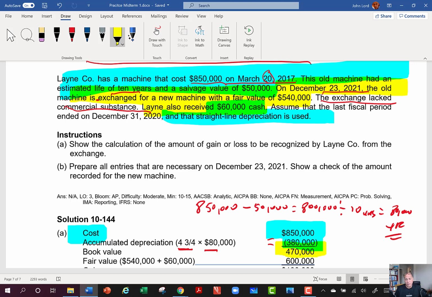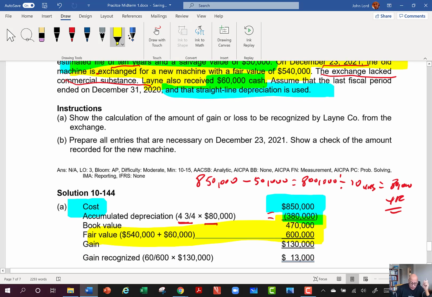I gave them a machine, I gave them some cash, I got a machine back. That machine that I'm giving to this company must have fair value of 600,000. Okay, so that's what they do there. They're telling you, since they gave you a machine worth 540 and they gave you 60,000 in cash, that's telling you the old machine has fair value of 600. So if it has a book value of 470 and a fair value of 600, that means there's a total implied gain there.